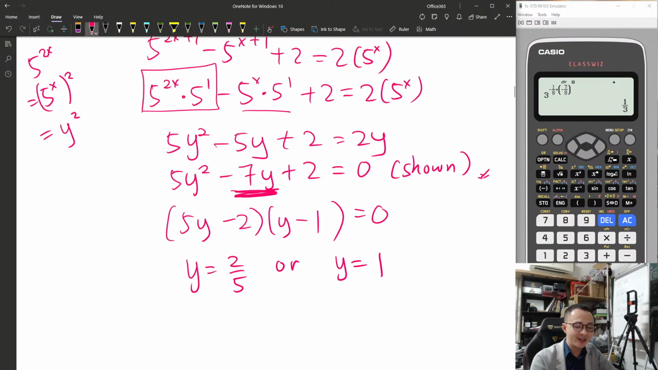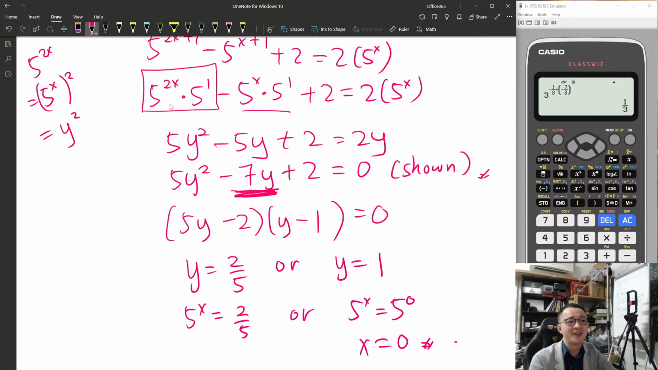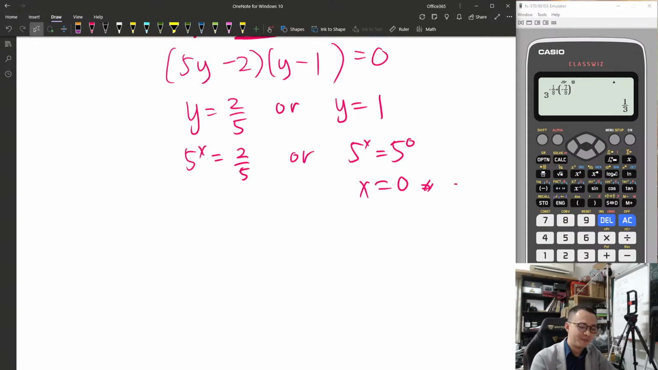What is the y again? y is 5 power x, isn't it? So 5 power x equals 2 over 5, or 5 power x equals 1. 1 is 5 power of 0. Then I can easily get my first answer, x equals 0. And this one is 0.4.